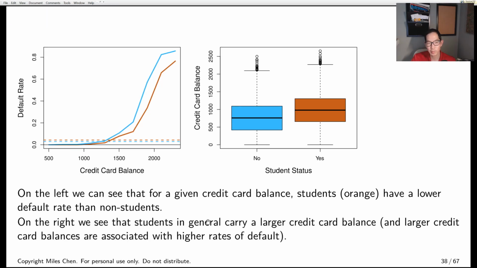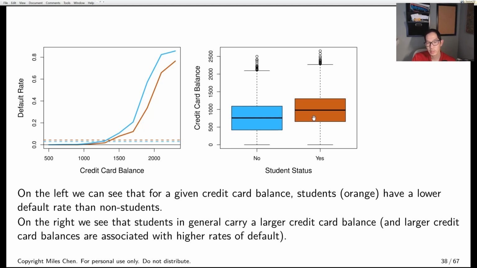And we can kind of plot this, right? So on the left, we can see that for a given credit card balance, in blue, we have those who are not students, and in orange or brown, we have those who are students. And we can see that when we plot these two things, the rate of default for those who are students in brown is lower than the rate of default for those who are non-students, shown in blue, okay, for the same levels of balance, okay?